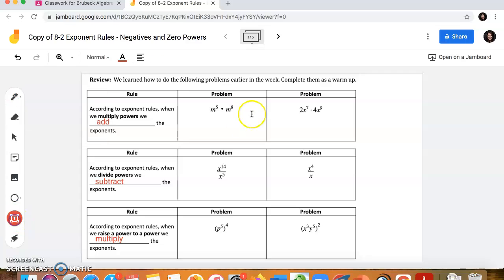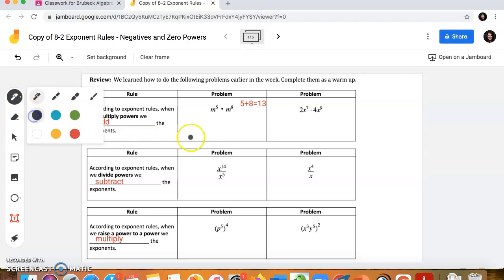So here you're going to add the exponents. So we do 5 plus 8, which is 13. So our answer here is m to the 13th power.